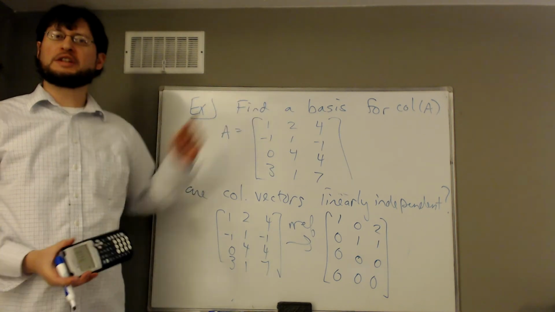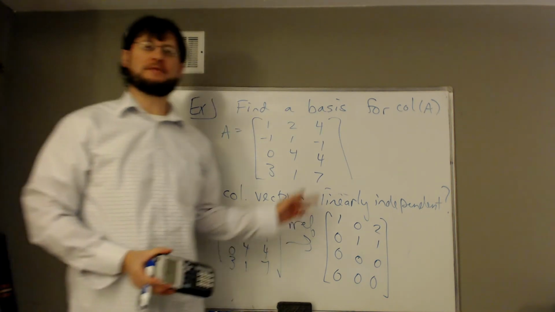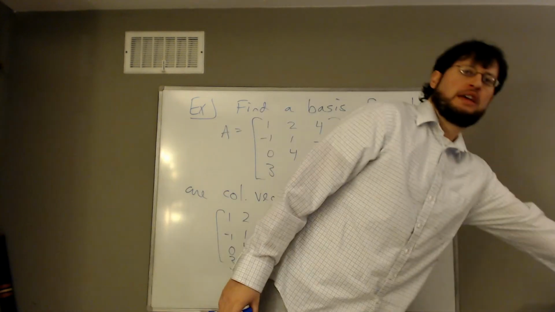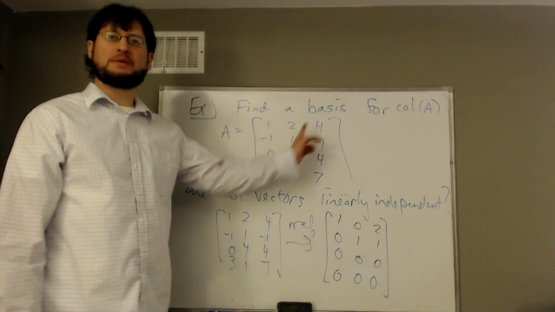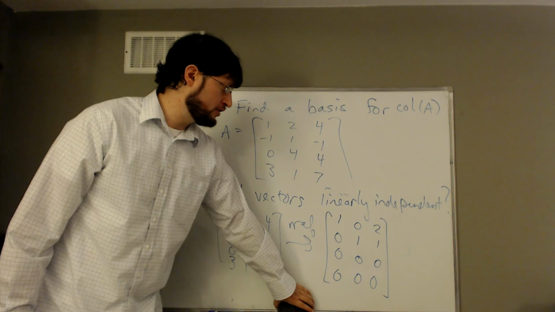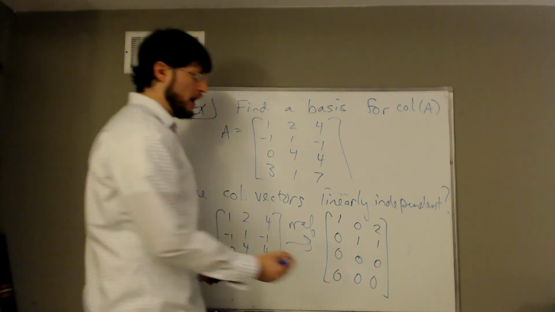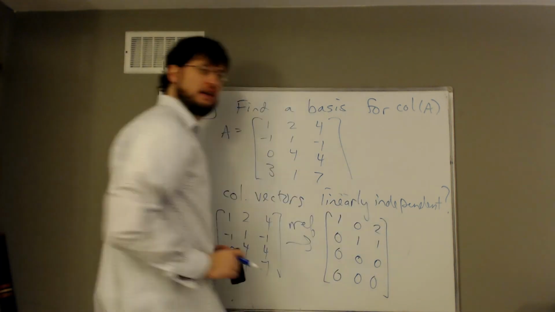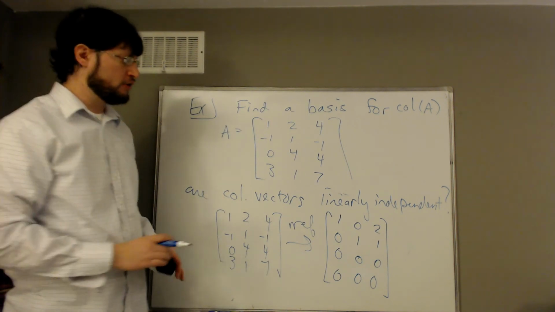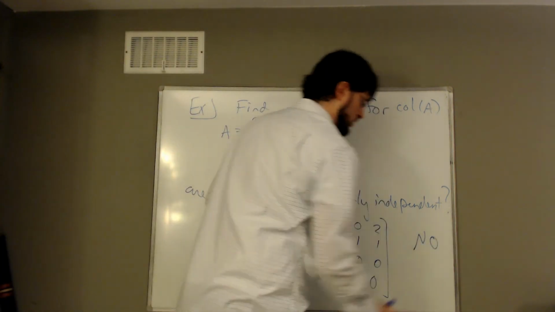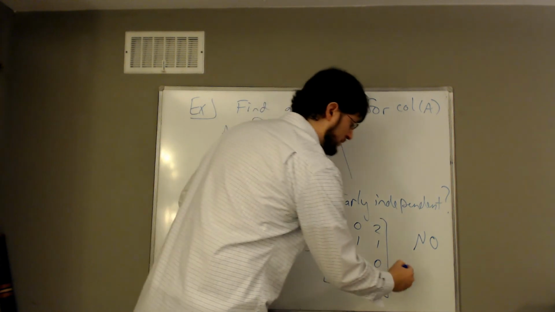Remember that vectors are linearly independent if I get as many pivots as possible. If I get a pivot in every possible column. And that's not true here. I do not have a pivot. So there's no pivot in column 3. So the answer to that question is no. I would need a pivot in every column.